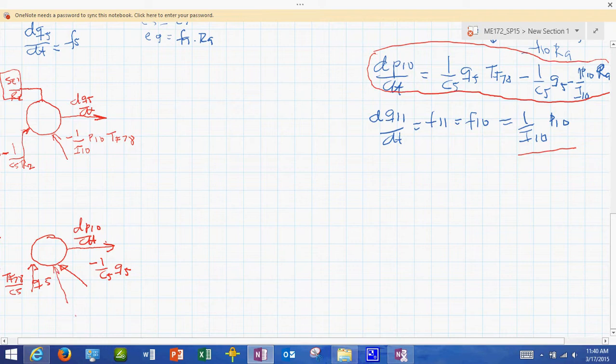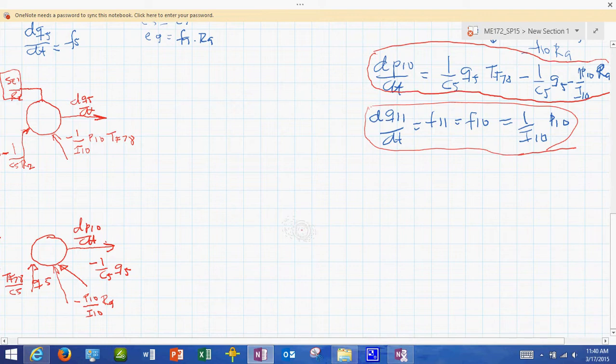Excuse me, there's one more here. This one is minus P sub 10 over I sub 10 times R sub 4 sub 9. And they finally have this last one. That's the third equation.